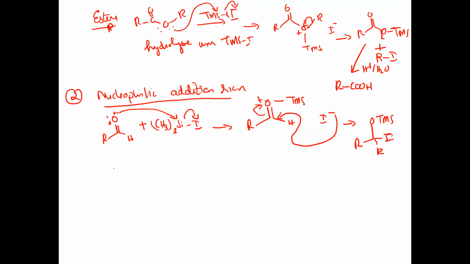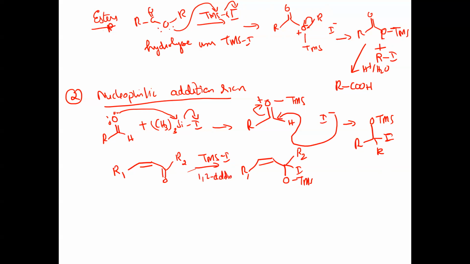Okay, but in the case of alpha beta unsaturated compounds, if you use TMS iodide, addition will take place in two ways. One is the first product, as we expect, where we get this compound, with TMS adding here and R2 here, this R1 here. It's actually 1,2 addition. But we can see that after this, it can also add at this place.